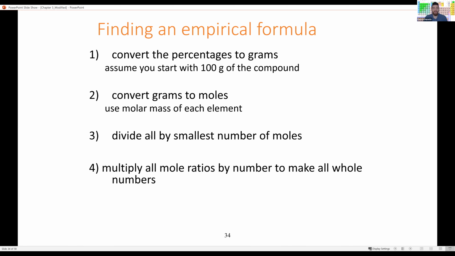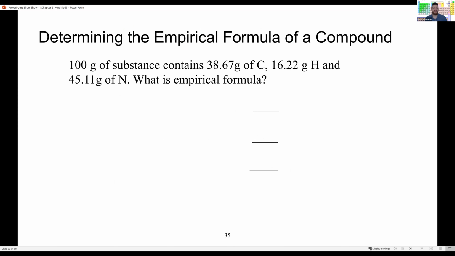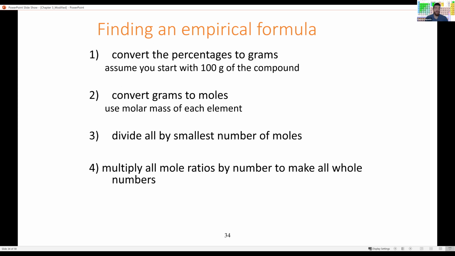Then you divide all of those mole numbers by the smallest number of moles. The reason is because this is a form of reducing them to whole numbers or whole number multiples. To do this, you just divide. Then you multiply all the mole ratios by an integer to make them whole numbers. Is there any questions on what any of that means before we actually see an example? If steps 3 and 4 are a little iffy right now, you'll see what I mean.